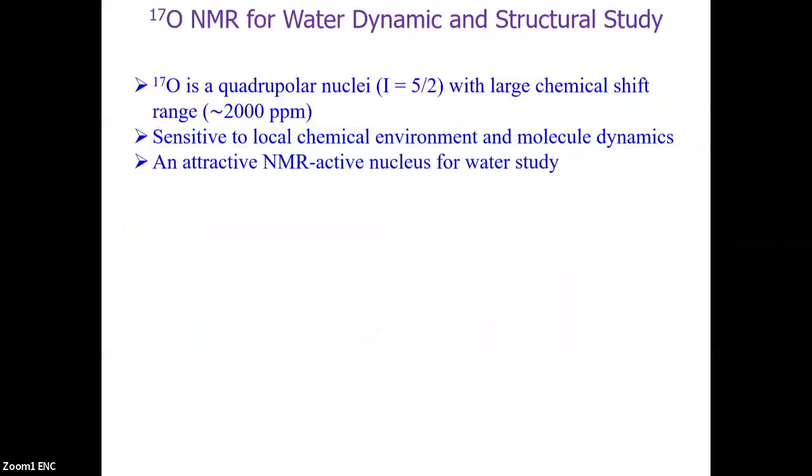So O-17 NMR is attractive in studying water that associates with biomolecules in general. It's a quadrupolar nucleus with spin 5/2 and it has a large chemical shift span, which is about 2000 ppm. This makes it sensitive to the local chemical environment and molecular dynamics.